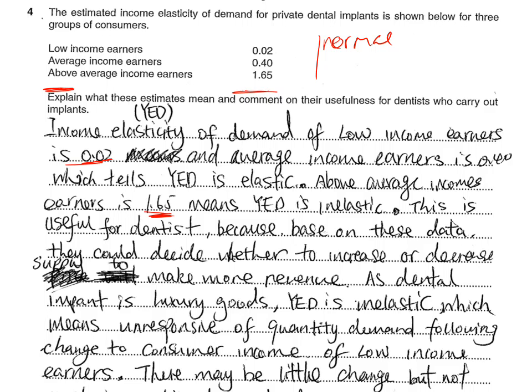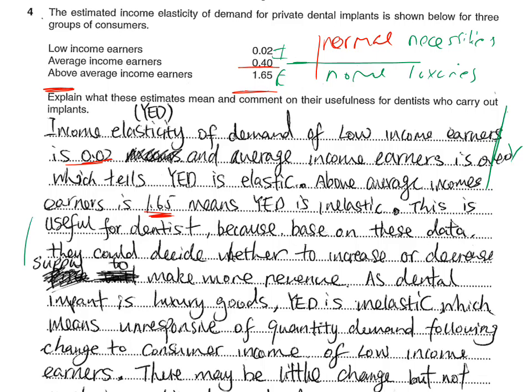So what we actually have is 2 sets of figures here. You've got an elastic and you've got the inelastic here. They're all normal, but you've got necessities at the top here and you've got normal luxuries at the bottom. So at the moment we don't have any marks. This is useful for dentists because based on this data they can decide whether or not to increase or decrease supply to make more revenue.